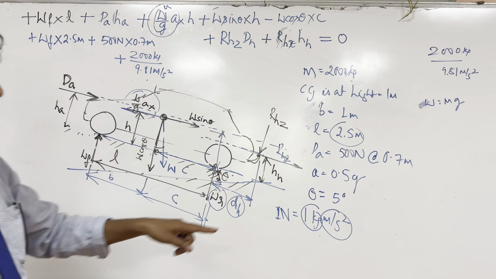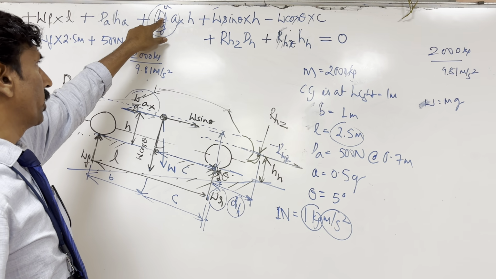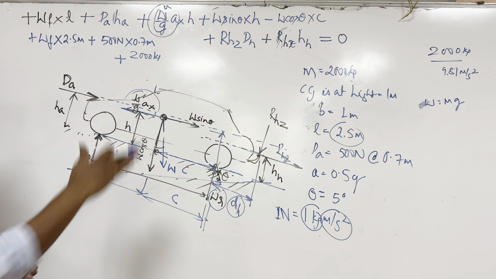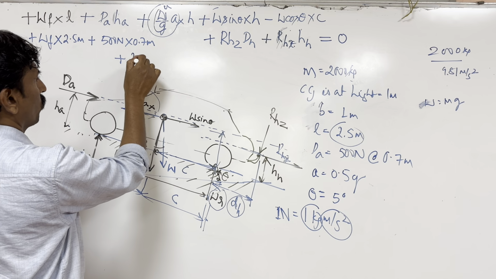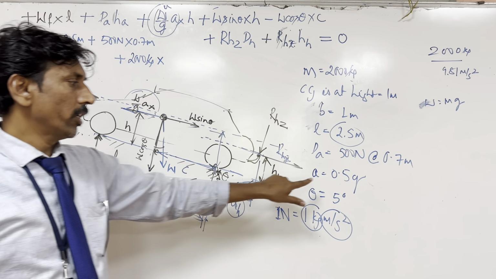Please take the mass as 2000 kgs. Don't divide it by 9.81, that was a mistake. Mass is 2000 kgs here, multiplied by A. Acceleration is 0.5 g.